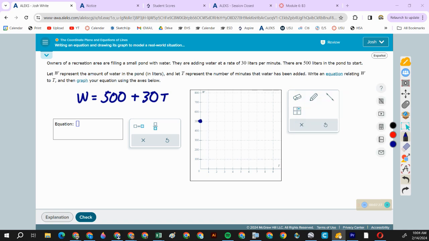And after the first minute, we're going to have 30 more. After the second minute, we're going to have 60 more. I guess you could use this button to graph 1 comma 530. Or you can just keep going. Well, no, it's not going to be a very nice one. So that would be the equation of the line. And that's it. Get to work.